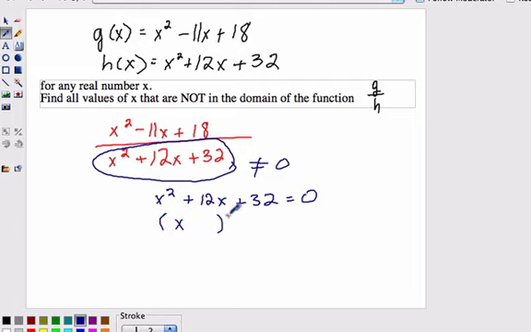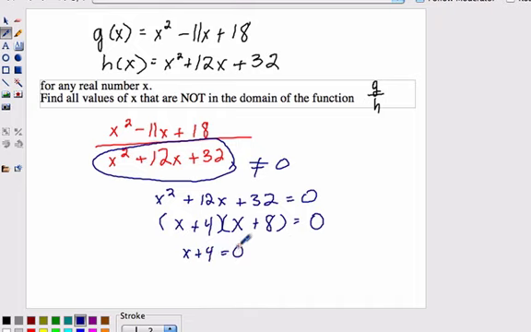and this will give me my x values that are not part of the domain. So it's a quadratic equation. How do we solve a quadratic equation that's equal to 0? You can factor it. If that doesn't work, then you try the quadratic formula. So this is x plus 4 and x plus 8. 8 times 4 is 32, but 8 plus 4 is 12.